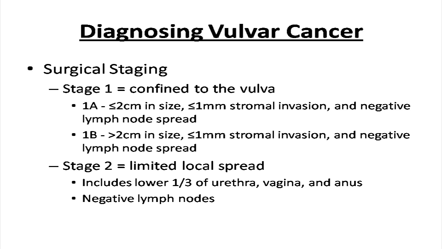A 1B lesion is greater than 2 centimeters in size, but again, very superficial with less than or equal to 1 millimeter depth of invasion. It also has negative lymph node spread. Stage 2 disease can be considered limited local spread and may include spread to the lower 1/3 of the urethra, the vagina, or the anus. Again, most importantly, there is no lymphatic spread in stage 2 disease.